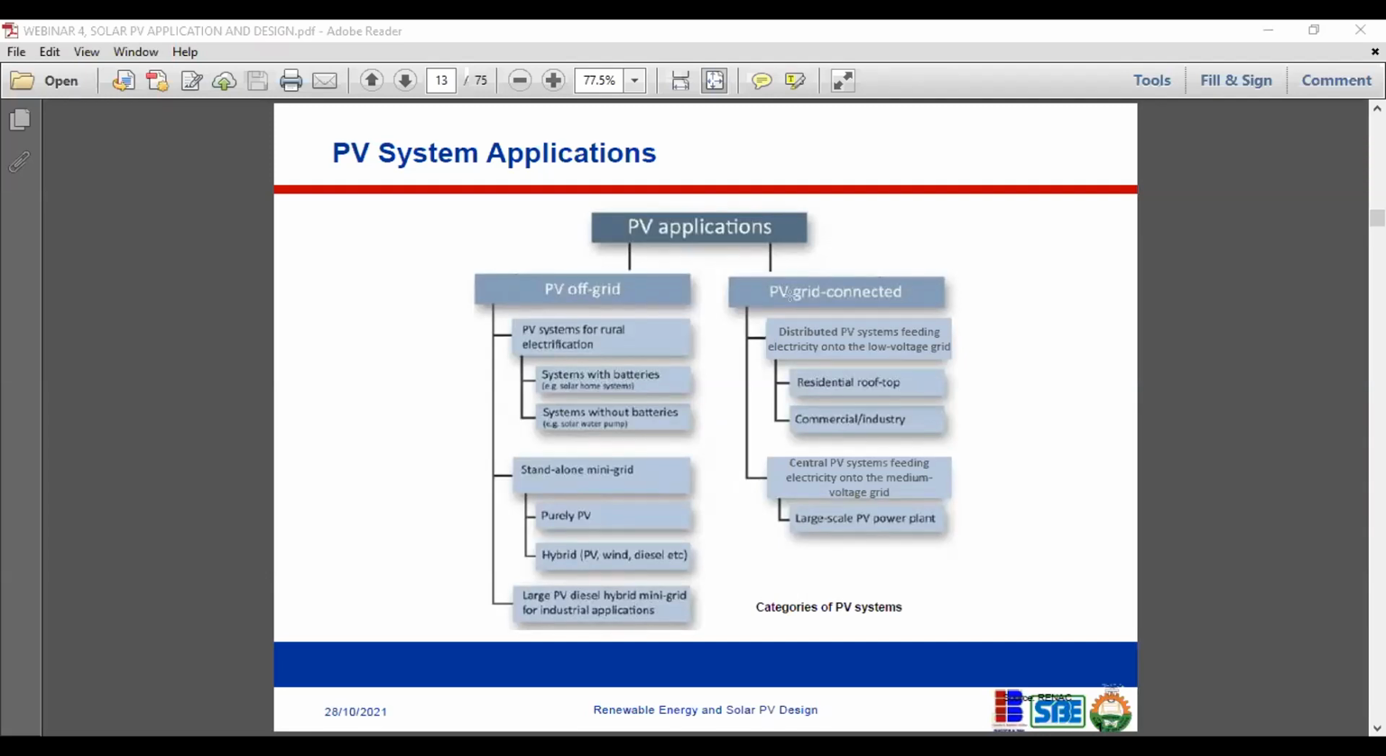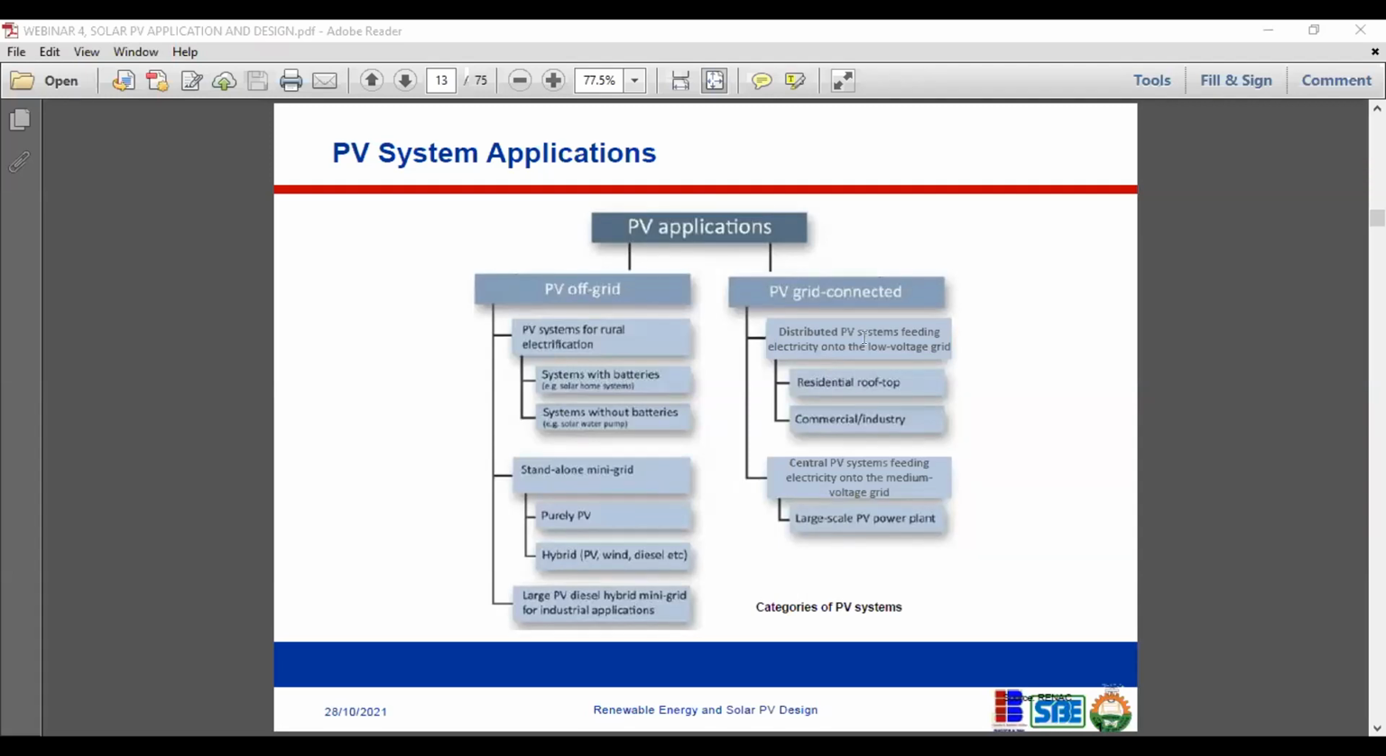So let us look at the PV grid connected system. There are distributed PV systems feeding electricity onto the low voltage grid. We have different levels of voltage in our grid system. We have the high voltage up to 330 kV lines. We have 132, we have 33, we have 11 down to 400, and then the one that fits into our house, which is 230 volts.